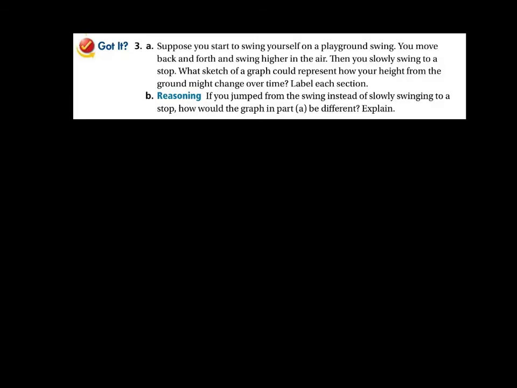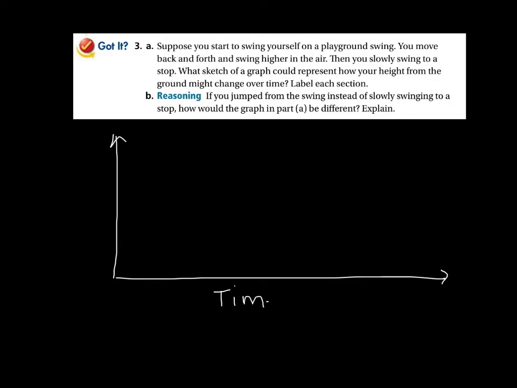Okay, so here's the circumstance we're going to draw a graph for. Suppose you start to swing yourself on a playground swing. You move back and forth and swing higher in the air. Then you slowly swing to a stop. What sketch of a graph could represent how your height from the ground might change over time? Label each section. Okay, so we need a y-axis and an x-axis. I'm going to make it nice and long so I can make sure I understand what this is going to look like. We're going to have time there and height on the y-axis.